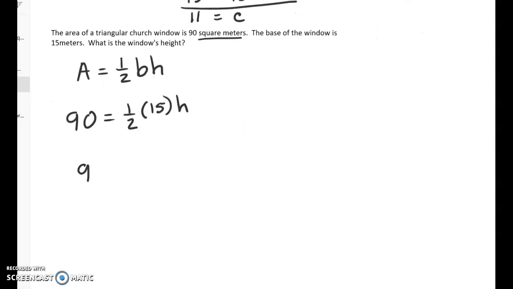So I'm going to write 90 equals 15 over 2 times the height. That's just 1/2 times 15. You can put 15 over 1 if you want. Anyway, we can solve this equation. We want to get rid of the 15 over 2, so we'll multiply by the reciprocal, 2 over 15. And we're going to get the height.